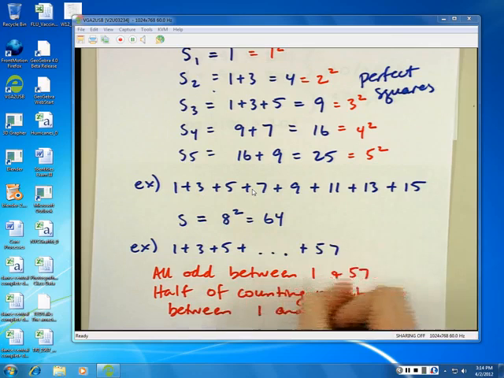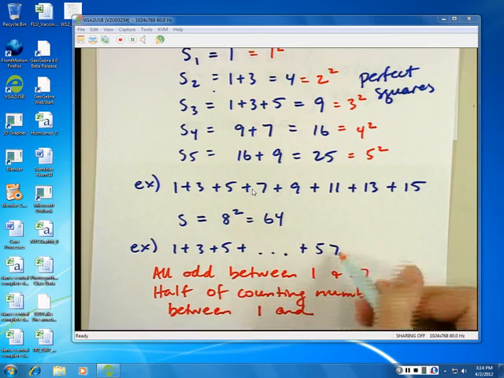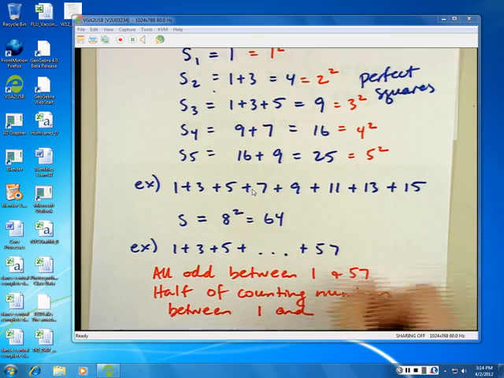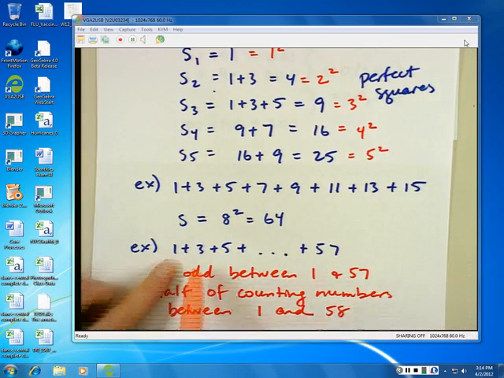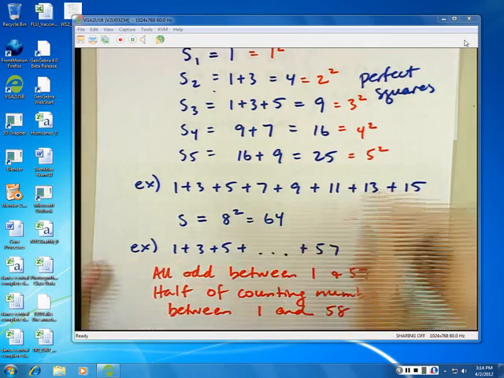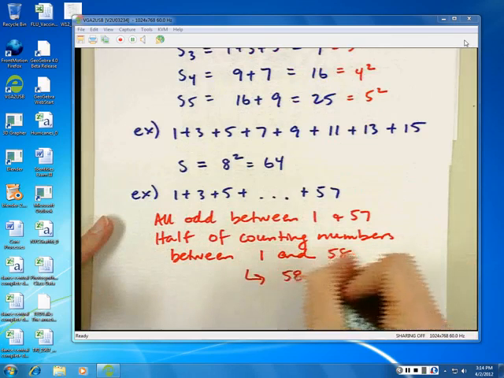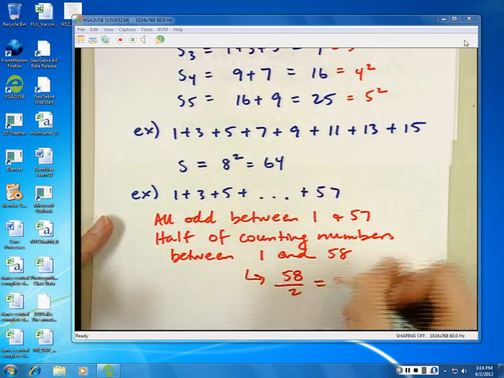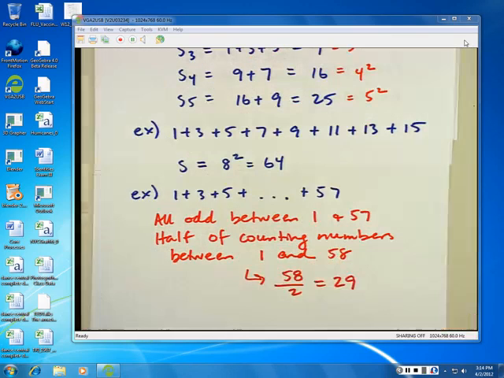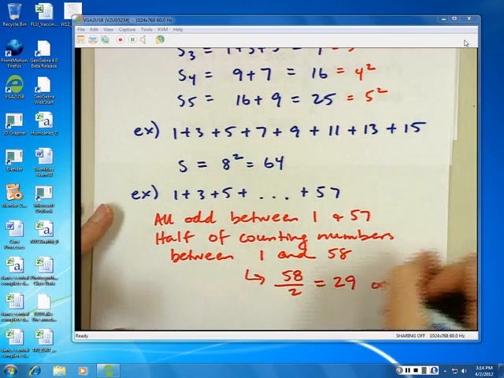I need to go up to 58 to get it in between 1 and 58. So half of the counting numbers between 1 and 58. So really what I'm doing is I'm going from 1 to 58, but I'm skipping the evens. So I'm going to take half the numbers between 1 and 58. So to figure out what that is, that would be 58 numbers, but I want half of them, so that would be 29. So I have 29 odds.